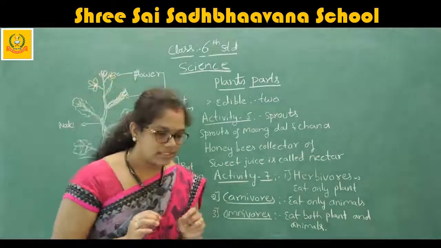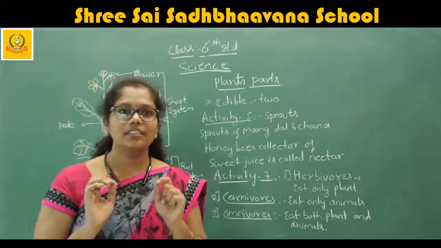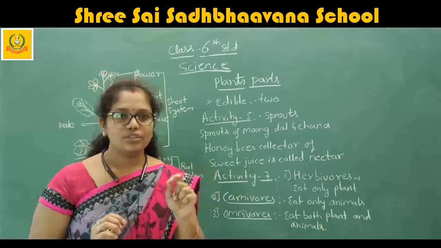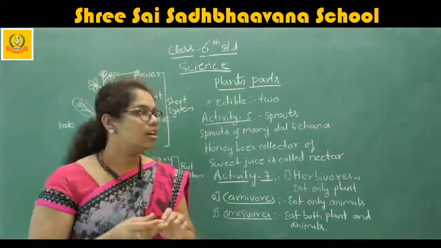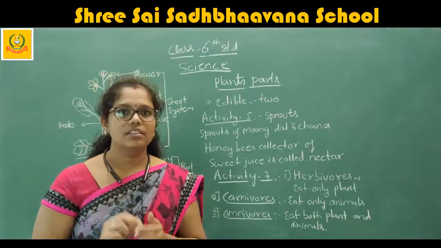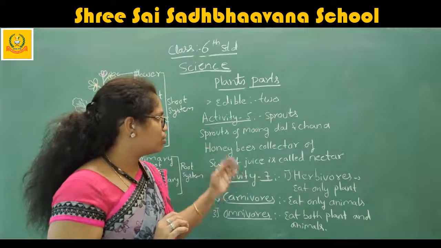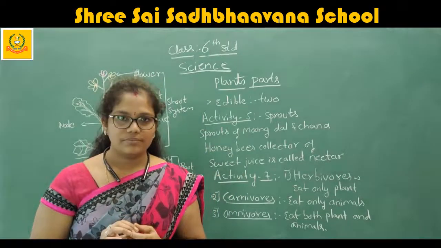The white color thread-like structure that you get when the dals are kept in the cloth is called the sprouts.